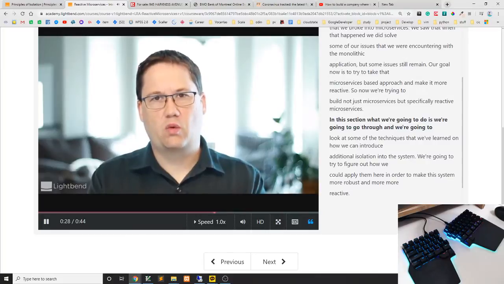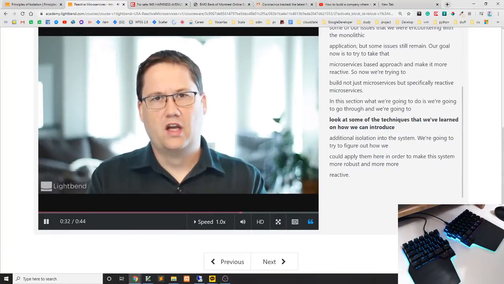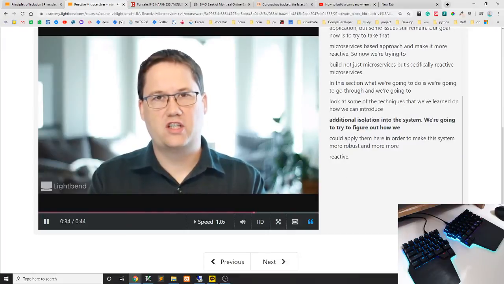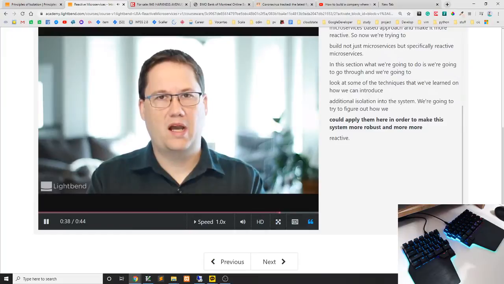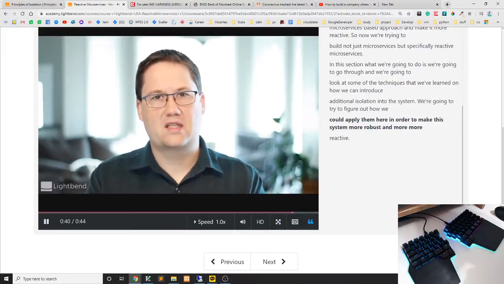In this section, we're going to look at some of the techniques that we've learned on how we can introduce additional isolation into the system. And we're going to try to figure out how we could apply them here in order to make this system more robust and more reactive.